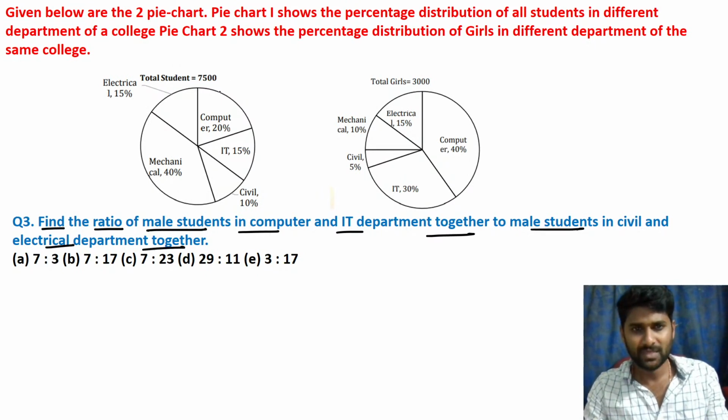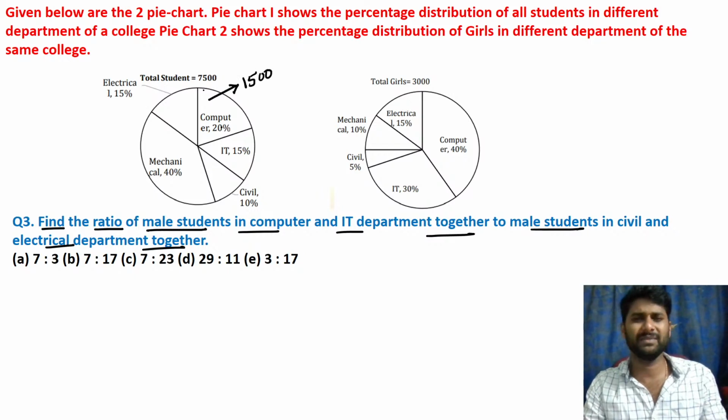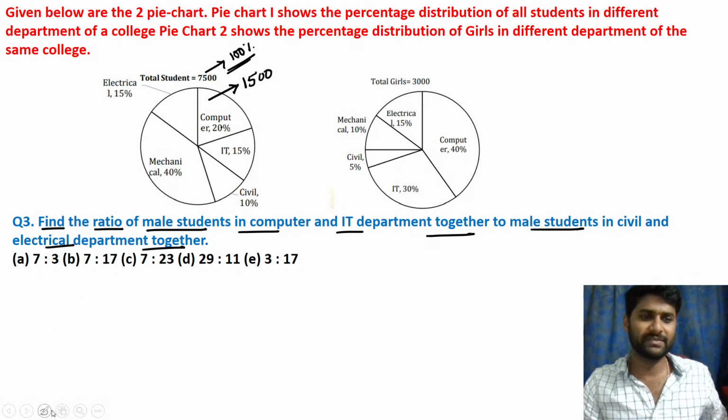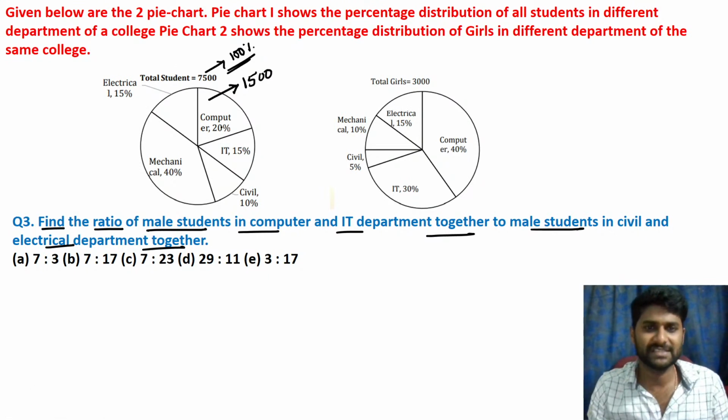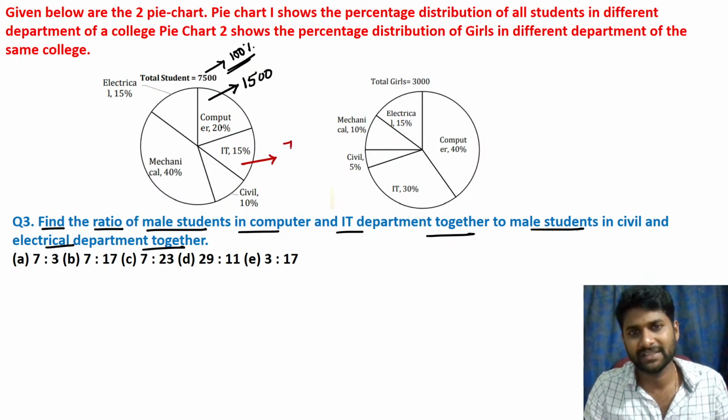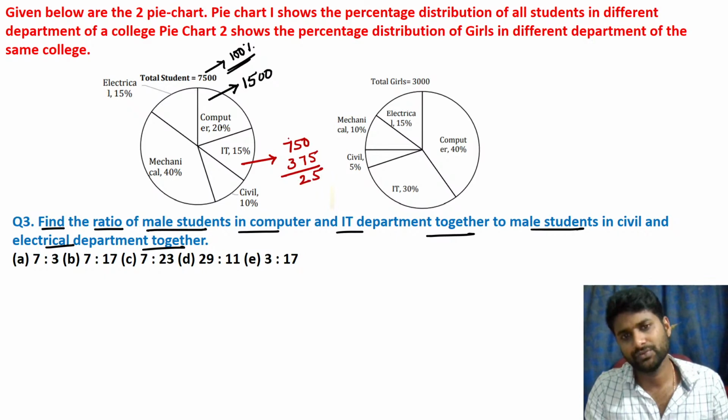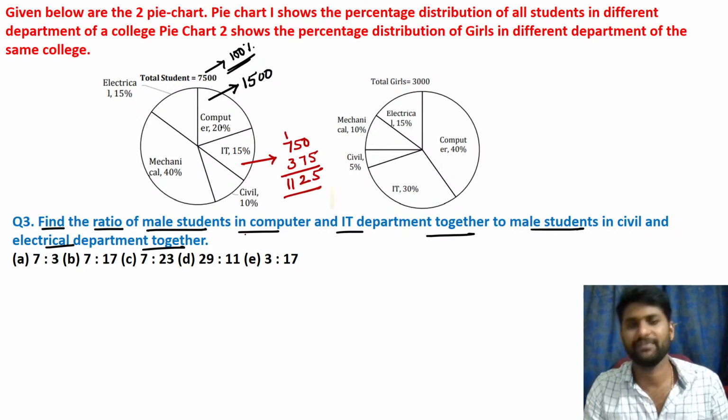Now see, first information. Here 20 percentage of 7,500 is exactly equal to 1,500 members. Why? Because whatever the total value is, it is always equal to 100 percentage. 100 percentage is 7,500, 10 percentage value is 750, and 20 percentage is 1,500. So we want computer and IT. IT is 15 percentage: 10 percentage is 750, and 5 percentage means half of this value, so half of this value is 375. Adding, it's 1125 members.